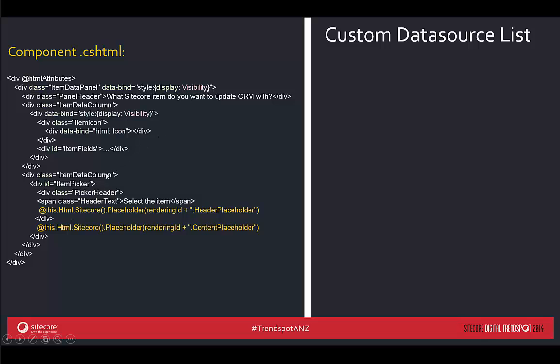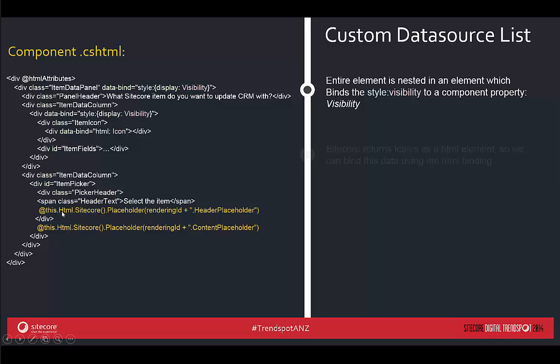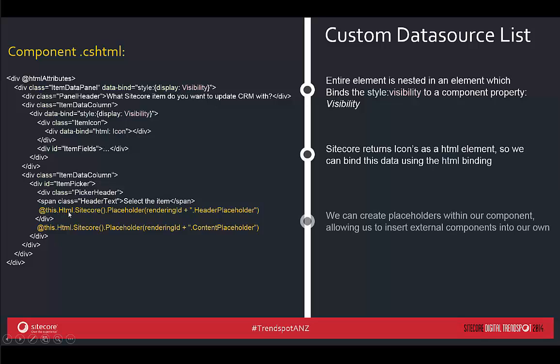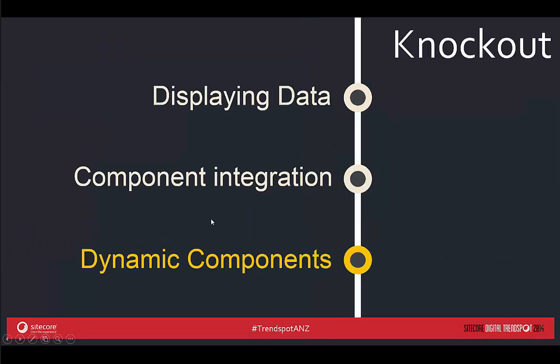In addition to binding text and HTML, we can actually bind the style elements. So the entire component can be set to invisible or visible, or they have the CSS display set to true or false based on another component. So I could update this through another component. Thus I could hide the entire component if I wanted to. As well as that, we can also insert these placeholders so that we can insert other components into our component.